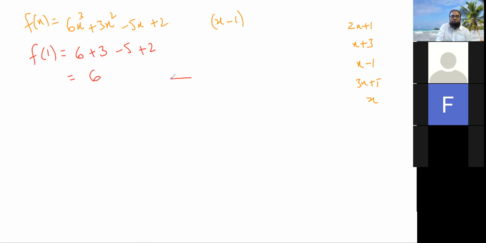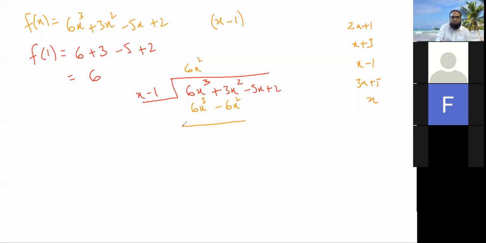Let me show you through the division how this is the remainder. And you have to be impressed by those mathematicians who discovered all these rules. There are people who, rather than wasting time, develop these things. So x into 6x squared gives us 6x cubed, and minus this 6x cubed minus 6x squared, so I change the signs here. This one is cancelled. So I have 9x squared minus 5x.